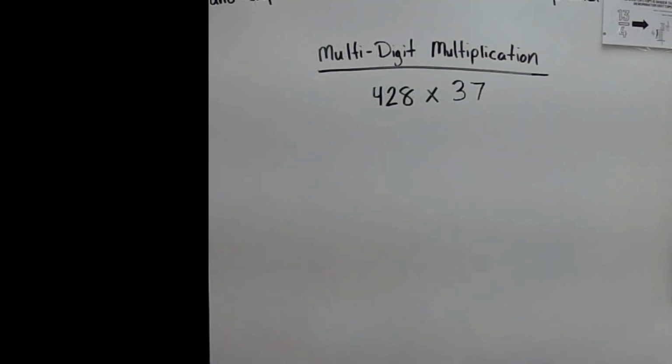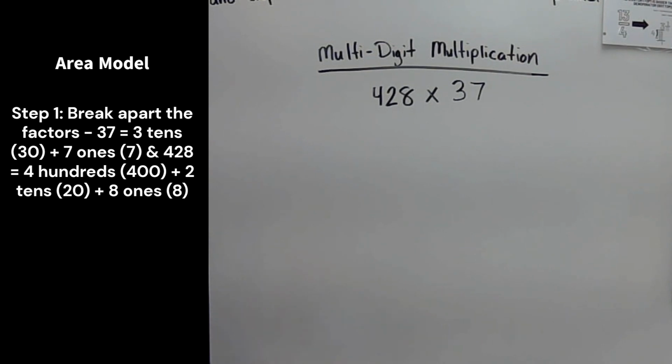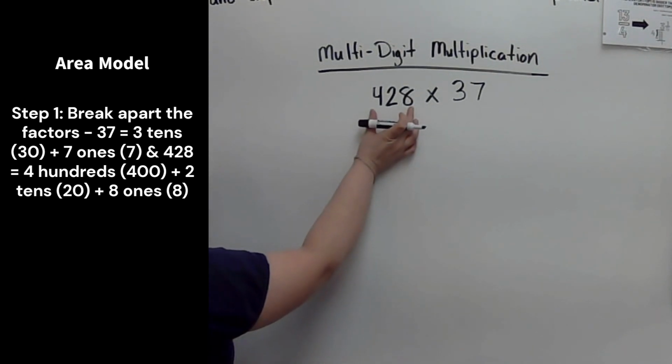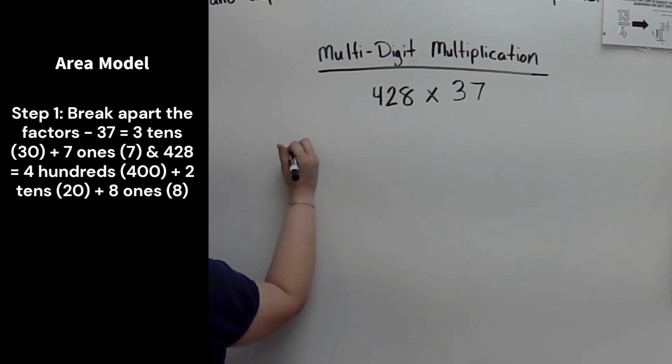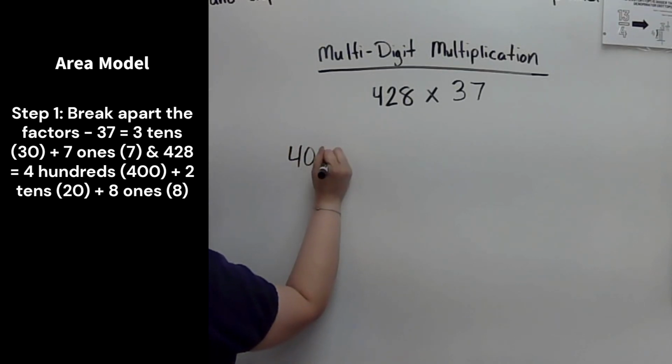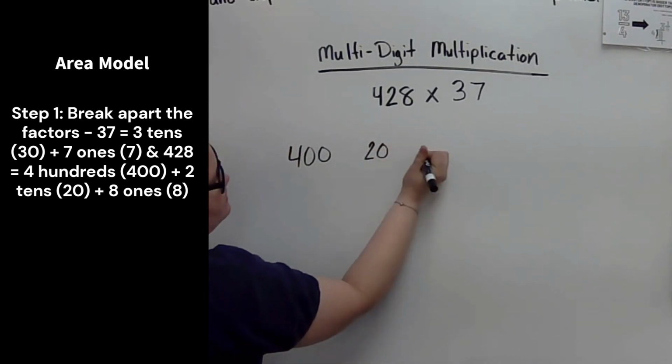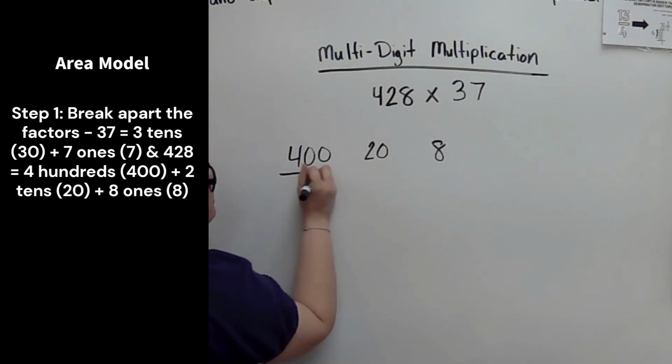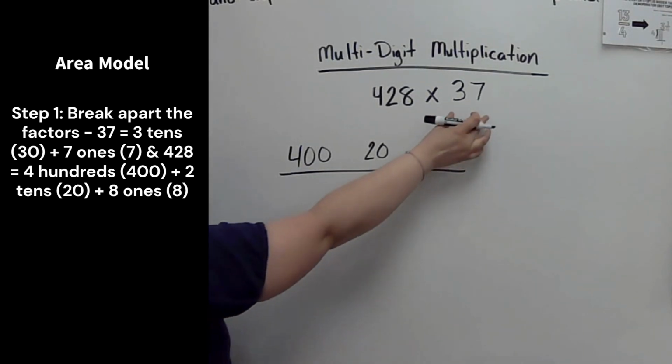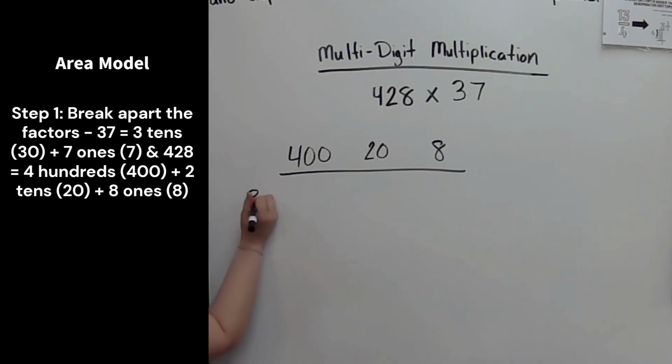The last method I'm going to show you how to use to solve multi-digit multiplication problems is the area model. The area model is similar to partial products. We're going to break down the numbers to make it easier to multiply. So starting with the 428, I'm going to break it apart into its place value. So I have 4 hundreds, 2 tens, 8 ones. For 37, I have 3 tens and 7 ones.